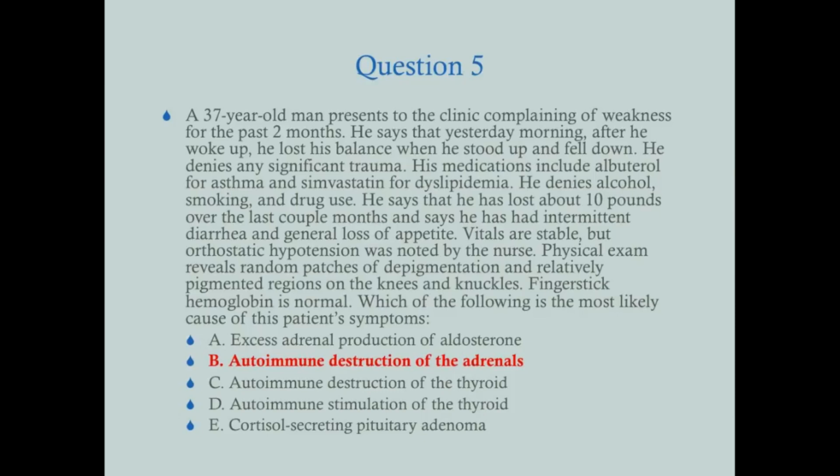Now this is a very classic style of USMLE question in which they give you everything and you know what the disease is, and then you get to the answer choices and it expects you to know the mechanism of the disease. Now this is a relatively straightforward one. So this patient clearly has signs of adrenal insufficiency. Okay, he's got diarrhea, loss of appetite, weight loss, hypotension, and then, of course, what's classic with this disease in particular is this depigmentation, pigmentation pattern.